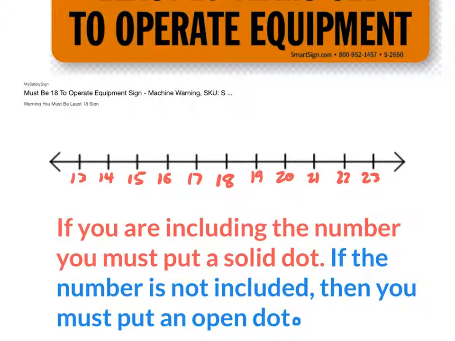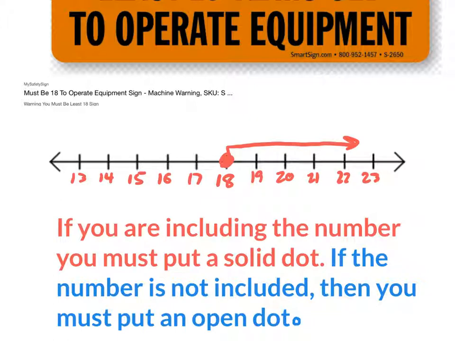So what we do is put a solid dot and an arrow going this way. That represents the inequality of the sign above. And we're going to put a solid dot, not an open dot. Now, what is the difference between a solid dot and an open dot? The solid dot means that you're including the number. An open dot means that you wouldn't include the number. Right?